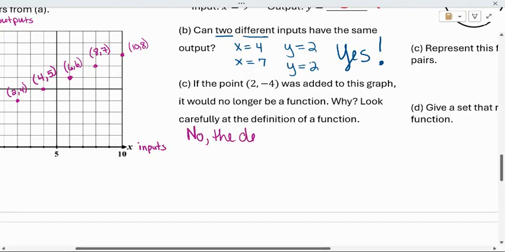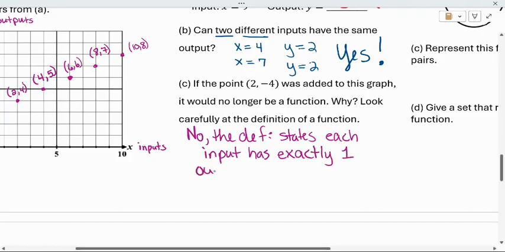The definition states each input has exactly one output. That's what the definition states. A function is a rule that has an input, and your input has exactly one output.